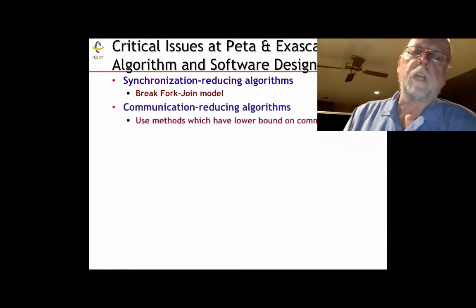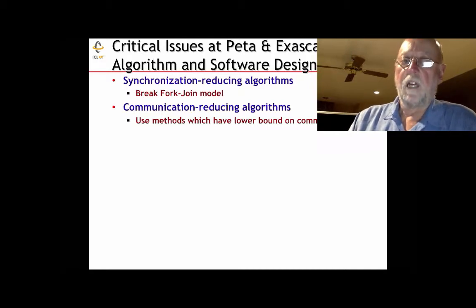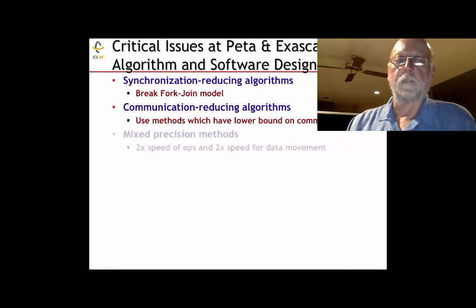We want to reduce the amount of communication. Today, a bottleneck is around moving data. We want to be able to come up with algorithms which have a lower bound on communication, and realize those algorithms in terms of the implementations that we have. That way we can effectively drive these algorithms at the highest performance.